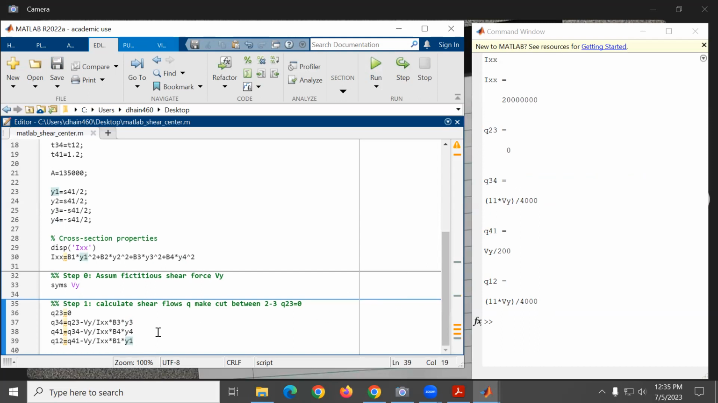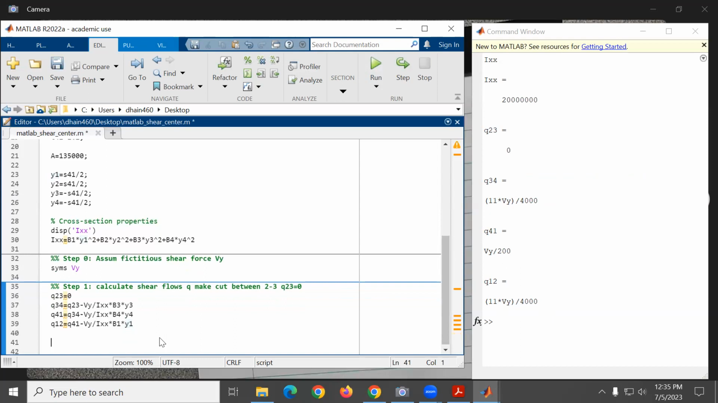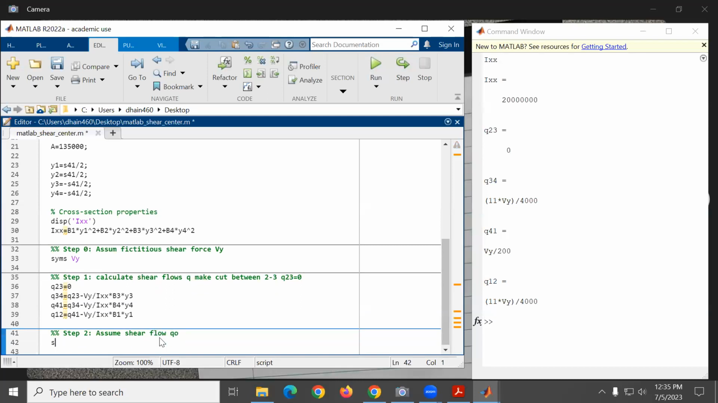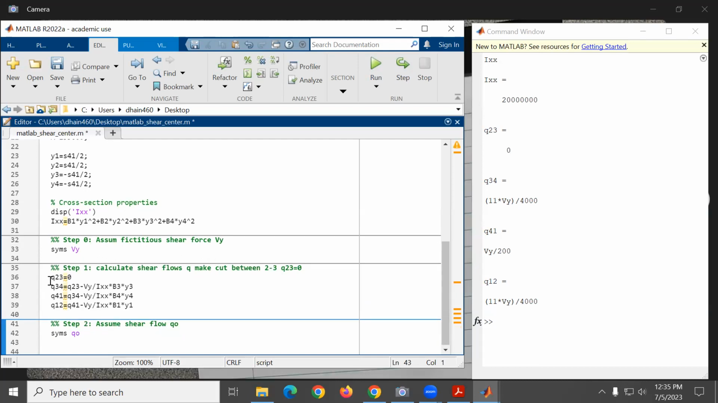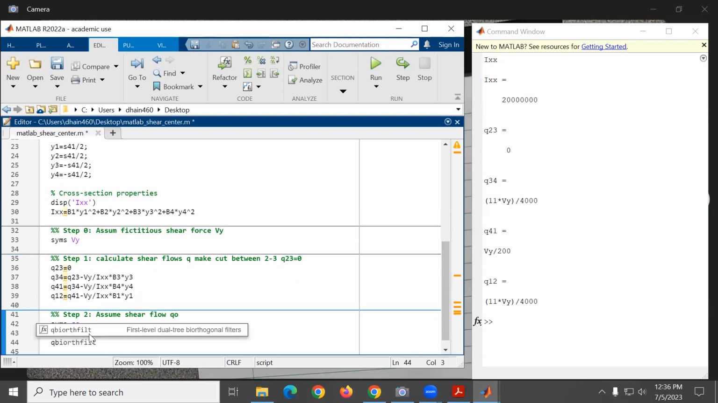Okay, so basically step 2 is assume whatever shear flow Q sub naught, no? To make it quick, symbolic Q sub naught. And then what we're going to have here, maybe type it here, Q bar 23 equal Q sub naught. So Q bar 12 equal Q12 plus Q sub naught.